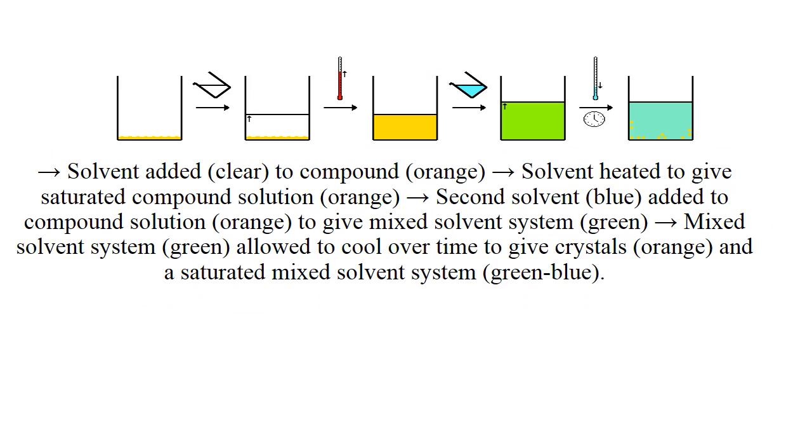This is the process shown by the multi-solvent step. From the left side, the solvent is added, which is clear, and the orange compound. The solvent is heated to give the saturated compound solution, which is orange in color. And here the second solvent, which is blue in color, is added to the compound and the solution becomes green, because we already have the orange color, and when blue is added to orange, the resultant color will be green. The mixed solvent system, green, is allowed to cool over time to give orange crystals and a saturated mixed solvent system, green-blue, will be obtained.